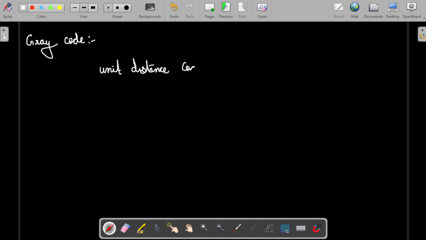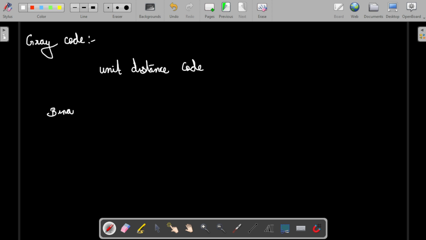Like in K-Map we have used, right? There will be only one bit change in the K-Map diagram we represent. Similar to that, in gray code also there will be only one bit change. So it is a unit distance code, a code which exhibits unit distance, like only one bit changes between successive numbers. So let's see how we can convert from binary to gray.